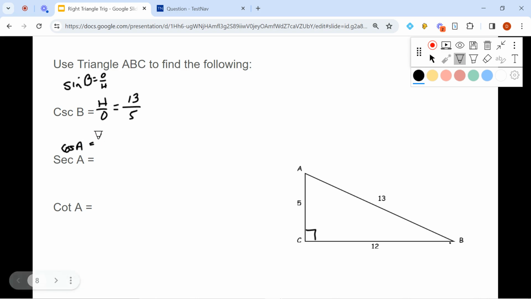The cosine would be the adjacent over the hypotenuse. So the secant will be the hypotenuse over the adjacent. From A, the hypotenuse is 13, and the adjacent is 5. Again, we get 13 over 5. And then the cotangent is the reciprocal of tan. Tangent would be opposite over adjacent, so cotan would be adjacent over opposite. So from A, adjacent is 5, opposite is 12, 5 over 12.